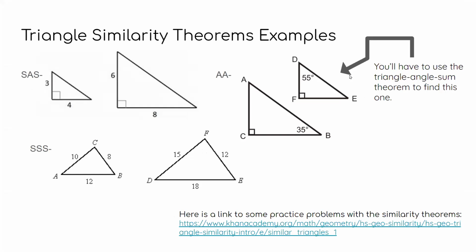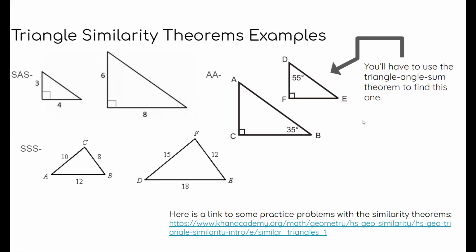So the scale factor is 3/2, so 1.5. So 8 times 1.5 is 12, and 12 times 1.5 is 18. So these are scale copies of each other. And then I'll copy and paste some practice problems with similarity theorems.